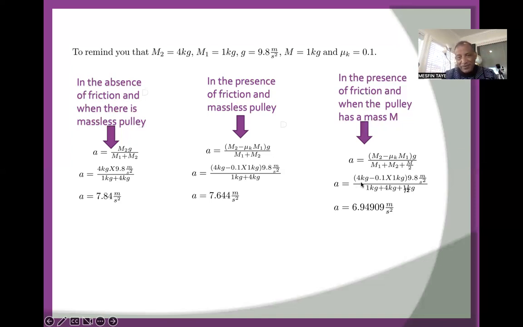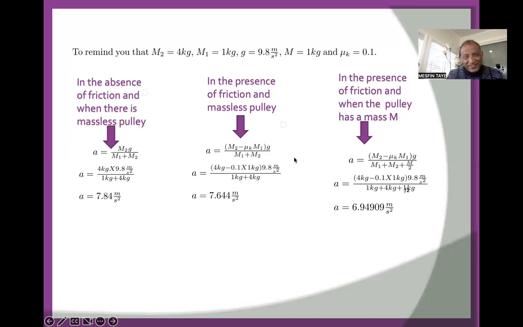So M2 is 4 kilograms, mu k is 0.1, M1 is 1 kilogram, gravity is 9.8, and the pulley is 1 kilogram, so M over 2 is 1 over 2, which is 0.5. Do the algebra, and you get 6.94909 meters per second squared. I'm advising you to compare the 3 accelerations.